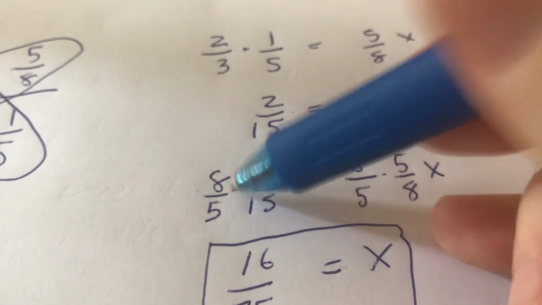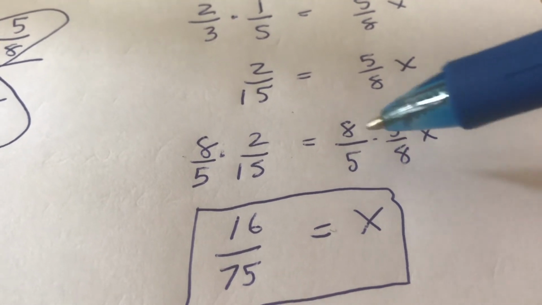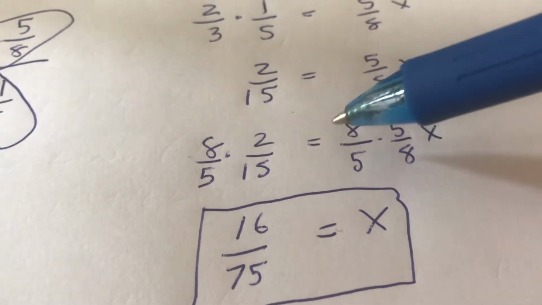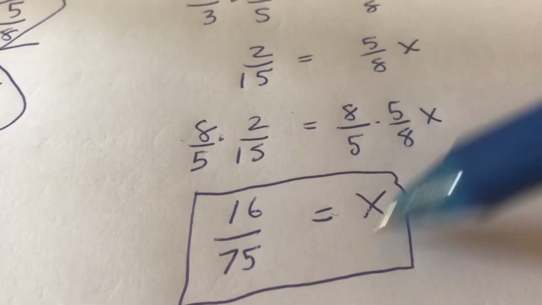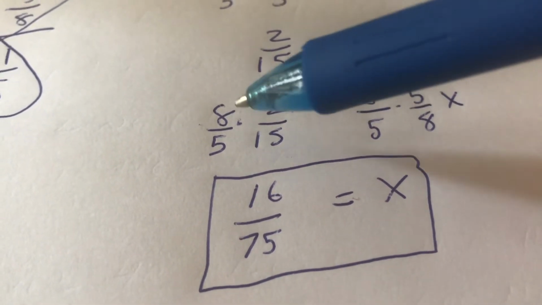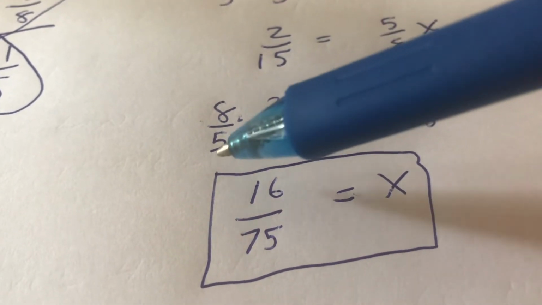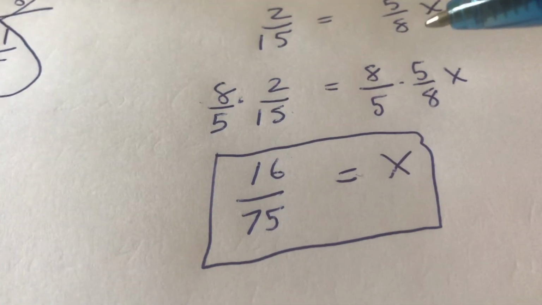Now 8/5 times 5/8 is 40/40ths, or 1. Or you could cancel. You see it's 1, and 1 times x is x. So that's how we get x all by itself, multiplying by the reciprocal. And then all we have to do is multiply the top times the top and the bottom times the bottom. 16 over 75. That's your answer.